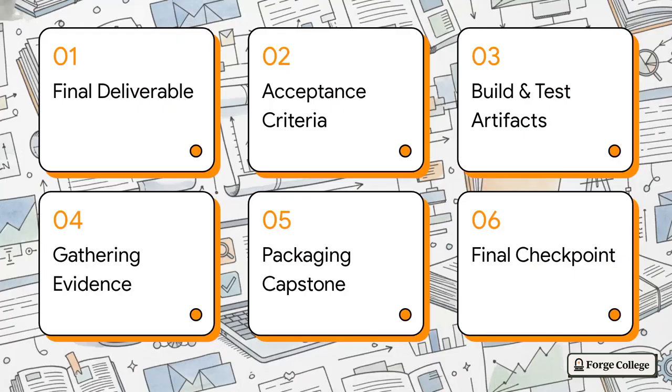So, here's our assembly line for today. We'll quickly cover the final deliverable, acceptance criteria, build and test artifacts, gathering your evidence, packaging the capstone, and then wrapping up with the ultimate final checkpoint.